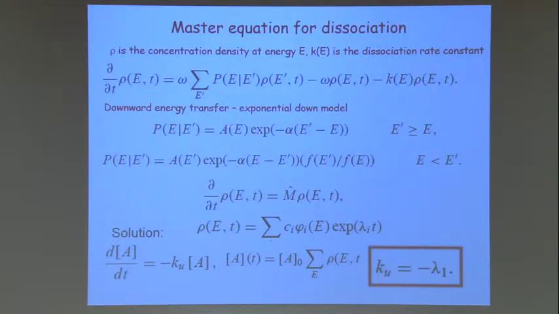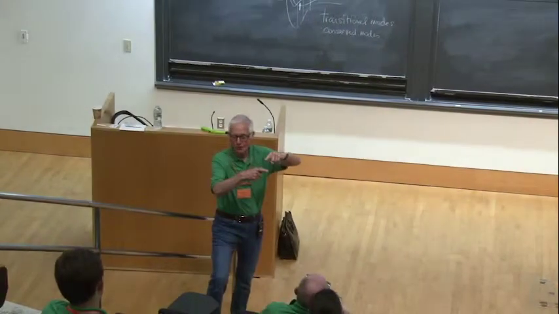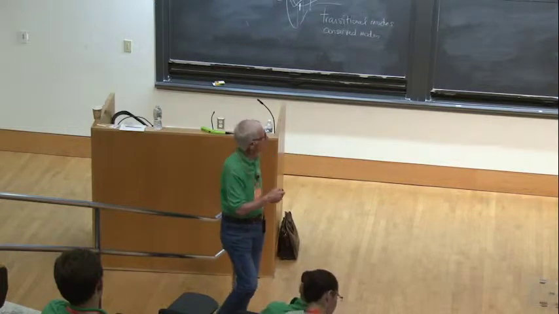Okay. Downward energy transfer, what we do is we use what's called an exponential down model. So we assume that the probability of transferring from one grain at energy E to a grain at energy E prime depends exponentially on their difference in energy. And there's a parameter alpha in there. So what this is saying is that going a long way from a high energy to a low energy is going to have a low probability, but going quite a short way is going to have a much higher probability.